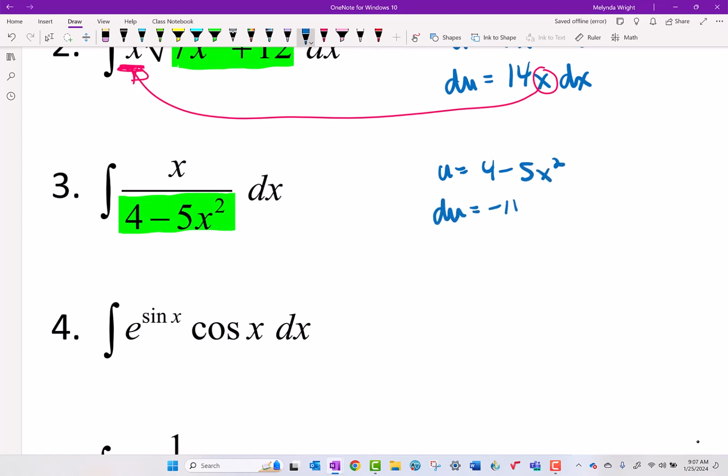D would be negative 10x dx. Okay, so what do I have to do? I have to make sure that any variable that occurs in du is actually in the integrand. This is the step that sometimes students just gloss over and they don't think about. I promise you, if it's not there, then you're not going to be able to do it.